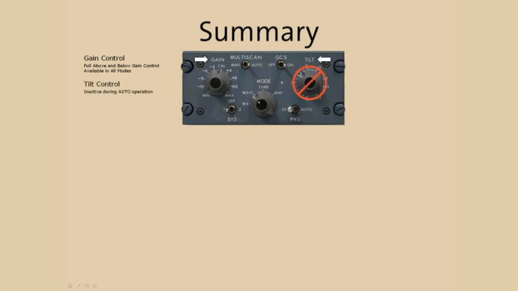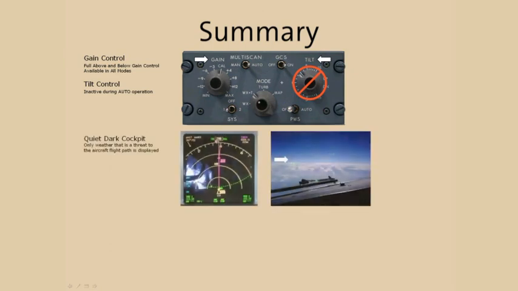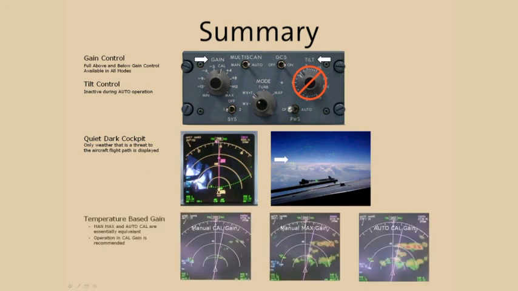First, when operating in auto mode, the tilt control is inactive. Second, in auto mode, Multiscan utilizes the quiet, dark cockpit philosophy, and weather that is below the aircraft flight path is not displayed. Third, automatic temperature-based gain increases the gain as the aircraft climbs into colder regions, resulting in a picture that is very similar to manual max gain at cruise altitude. Operation in cal gain while in auto is recommended.